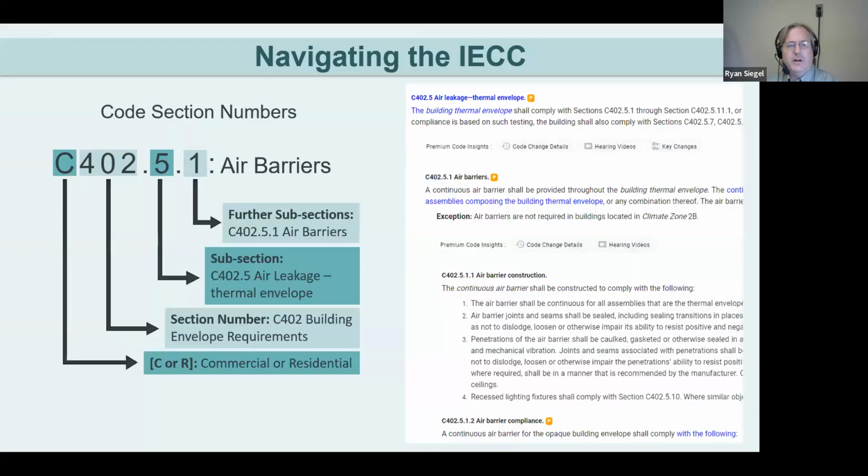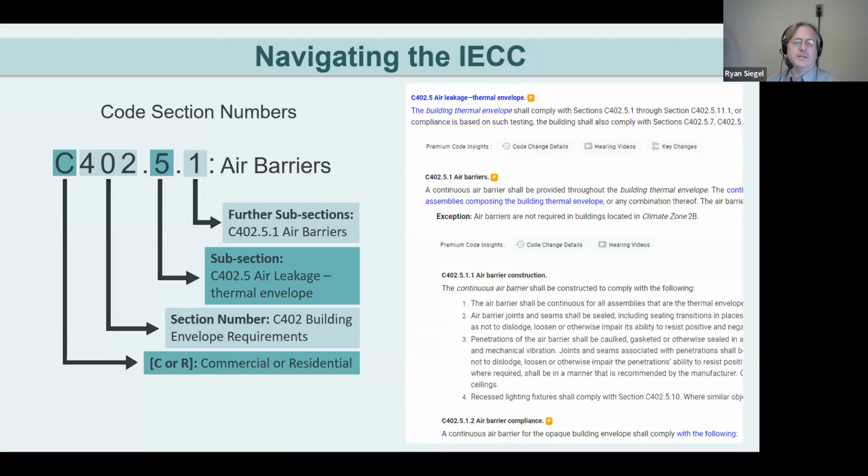Also, as we're going through here, understanding how the code is laid out, it is in a very tree format. So we've got, whether you're in a C or an R for commercial or residential, then we've got the primary section numbers. So anything that begins 400, 500, 300. So this being 402, this is going to be Chapter 4. So these are 3-digit numbers. It begins with the chapter number. So that's going to be our section number, then subsection, and then further subdivisions therein.